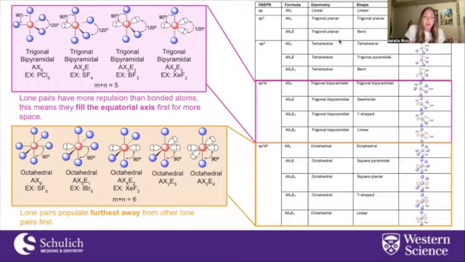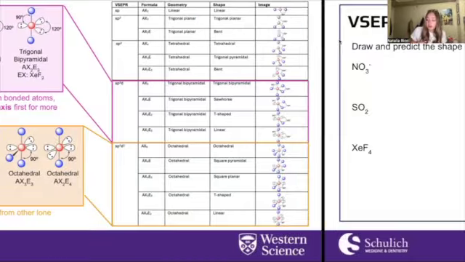Below is octahedral, steric number six, six bonded groups. The angle between all the groups is 90 degrees; it is equal. And again, just keeping in mind the lone pair repulsion, lone pairs populate the furthest away from the other lone pair first. So it's really clear in AX4E2 that the lone pairs are as far as they can be away from each other, because their repulsion is greater.